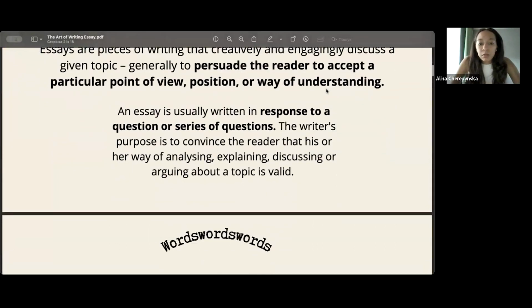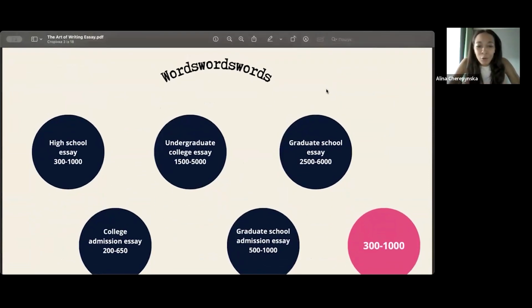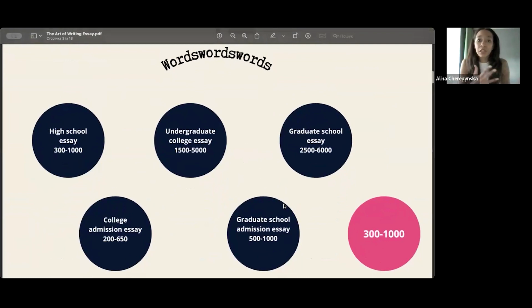So let's move on. The next question that my students always ask: how many words? So how many words do we need in essay writing? So let's take a look, what do we have on the screen? We have different types of writing and of course different requirements. Let's start from the left side.